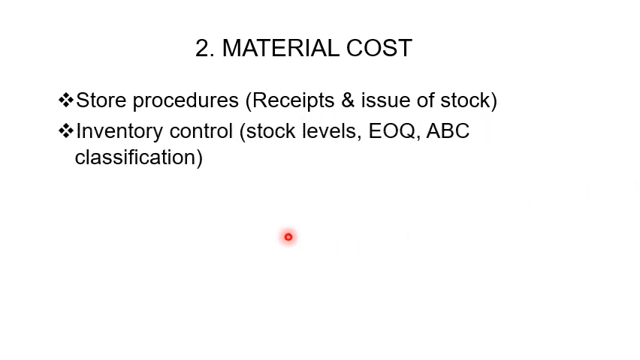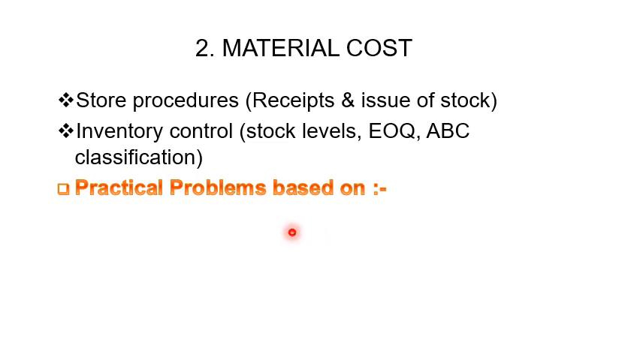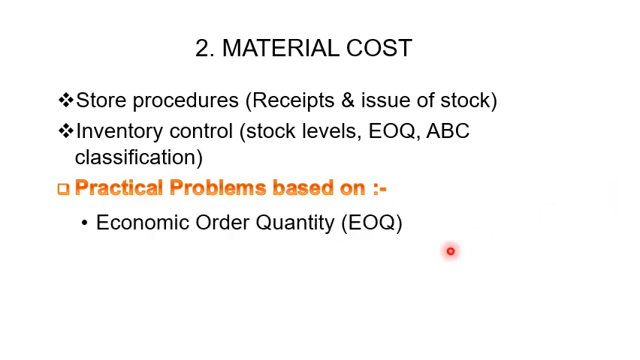Here the first topic is related to store procedure. Under store procedure, we are going to discuss in detail the receipts and issue of stock. The second one is related to inventory control. Under this topic, we are going to learn in detail the different stock levels, economic order quantity and ABC classification. Further, here are some practical topics of this module.